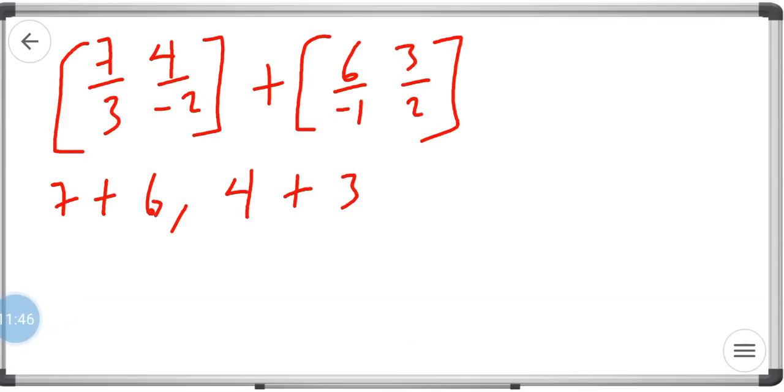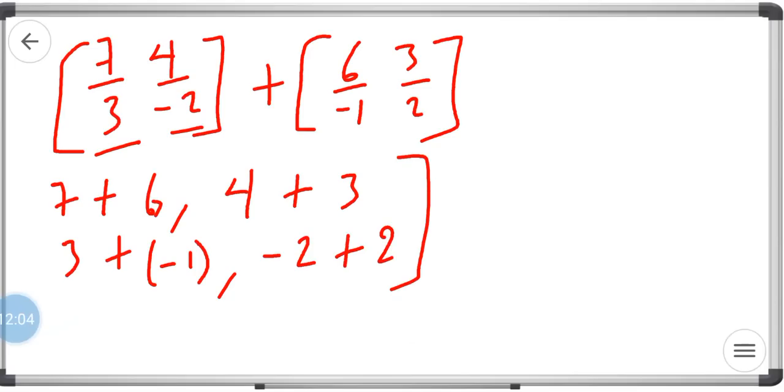I'm through with that row. That's row 1. Now I'll come to the next row. So I'll take my 3 here. 3 plus, then I have minus 1 here. I'll just open bracket minus 1. I'll put my comma there. And the next one here is minus 2. Minus 2 plus, and here we have 2 as well. So quickly, let's add it together.